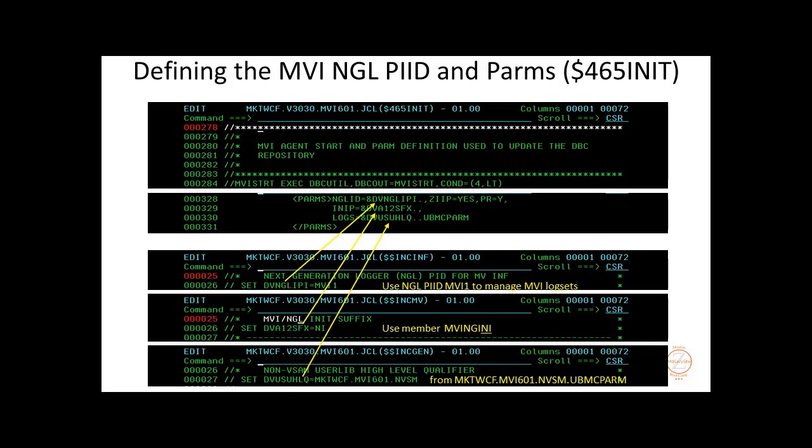This slide illustrates the relationship between the variables in the $include members and the XML definitions in the $465 init job. If you need to change the MVI agent NGL PIID, MVI NGI member suffix, or UBMC PARM HLQ, you need to make the changes in the proper $include member before running the $465 init job.